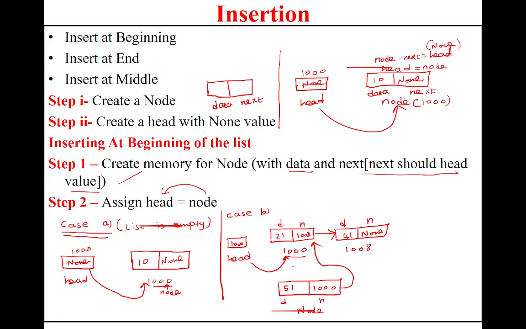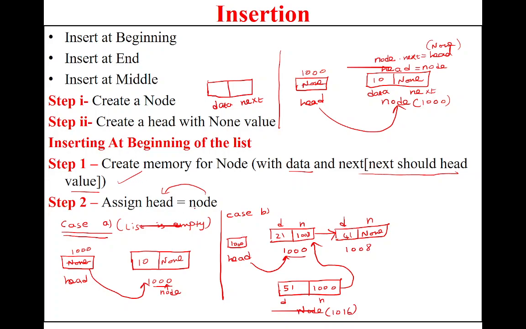Now what is the thing we have to change? Only the head. What should the head value be? The head value should be this new node's value. Why? We are inserting at the beginning, the first node, so head should be pointing to the first node. Let us assume this address is 1016. Now we have to change the head value.